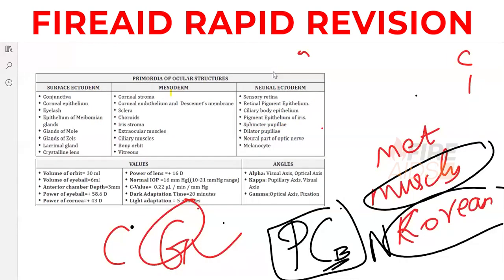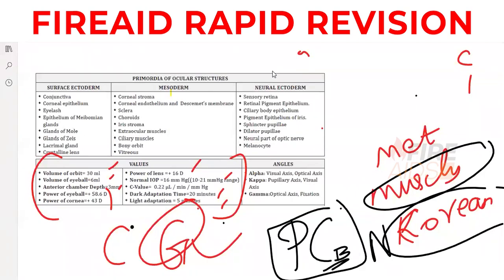Okay, fine. Next is something called the values. So values is something that you will have to memorize. Volume of orbit is 30 ml, volume of eyeball is 6 ml, anterior chamber depth is 3 millimeter, power of eyeball is plus 58.6 diopter, power of cornea is plus 43 diopter, power of lens is plus 16 diopter. So you have a lot of values. These values you must memorize. There is no other option.